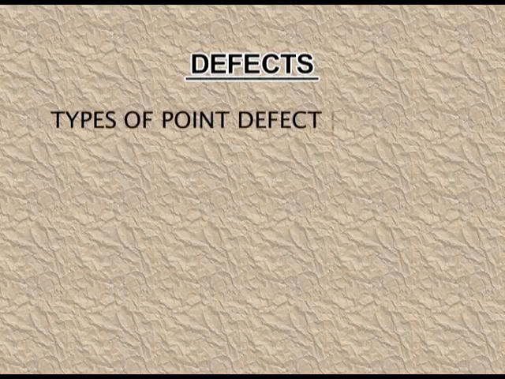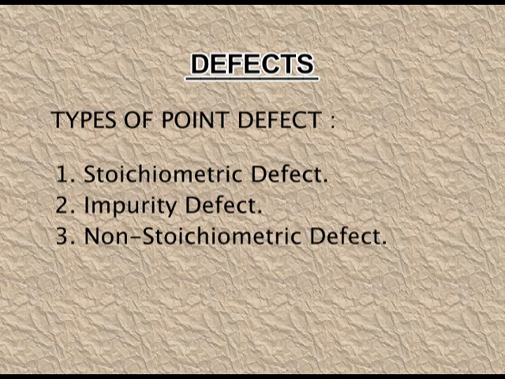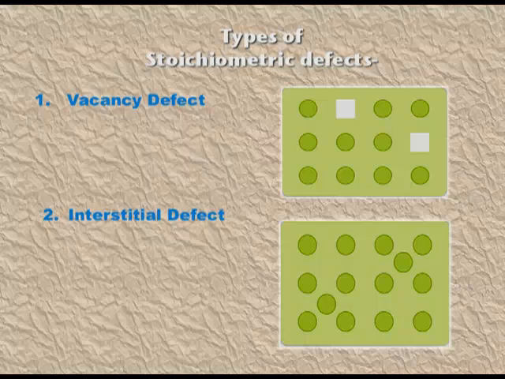We will study in detail about the point defect. The point defects are further classified as the stoichiometric defect, the impurity defect and the non-stoichiometric defect. Let's see. Stoichiometric defects: the vacancy and the interstitial defect in non-ionic compounds, and in ionic compounds the Frenkel and the Schottky defect. First of all, we'll deal with vacancy and interstitial defect.